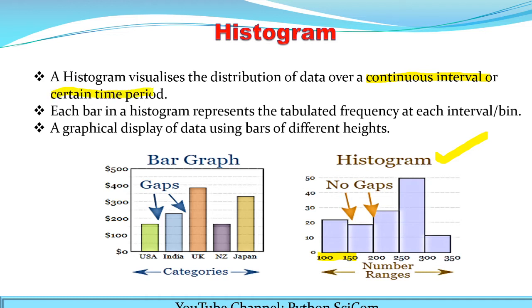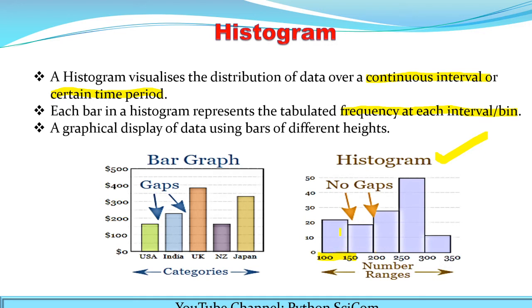Now each bar in the histogram represents the tabulated frequency at each interval. Just अभी हमने देखा है कि हर एक रेंज की जो फ्रीक्वेंसी है that is represented along the y-axis. The graphical display of data using the bars of different heights. So in histogram we draw the bars of different heights. The heights will be equivalent to the frequency of the data within the particular range. So the histogram is just like the bar graph, but it will not have any gaps between the bars, and it will be in the continuous interval.